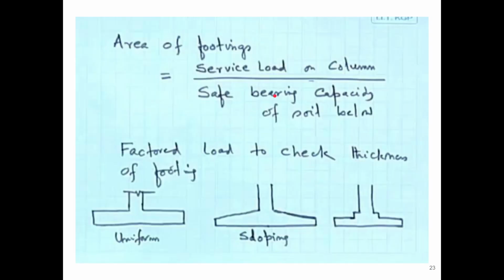So what is basically the area of footing? That is the area we will require for the footing. That will be nothing but the service load acting on the column, or the design load acting on the column, divided by the safe bearing capacity of the soil below, right? So that's why the SBC value is important. The factored load is needed for checking the thickness of footing also. One is the area of footing and second is the thickness of footing. And this footing can be of various types.